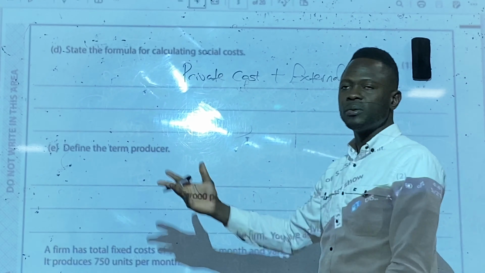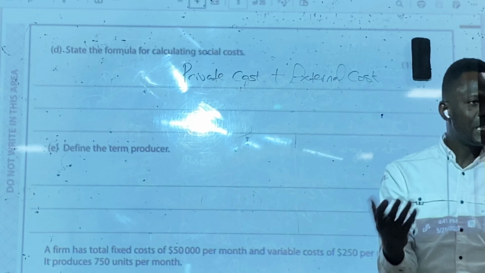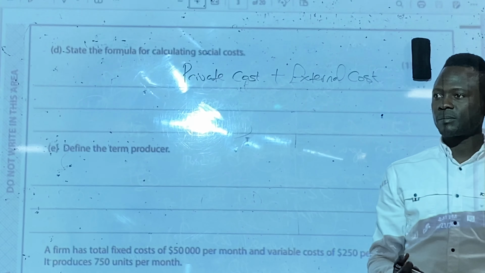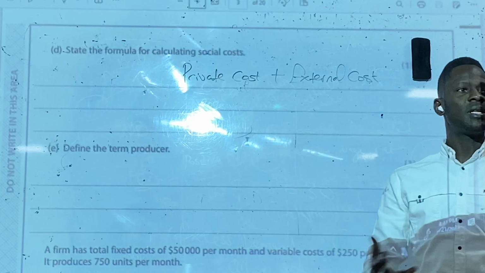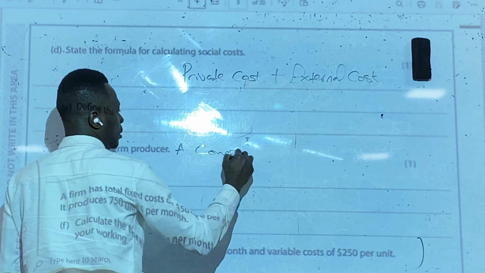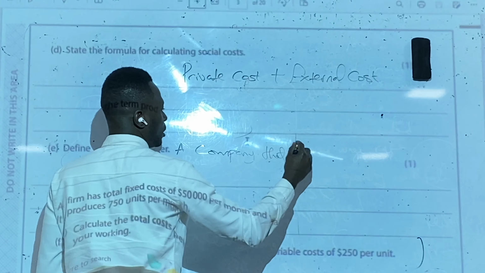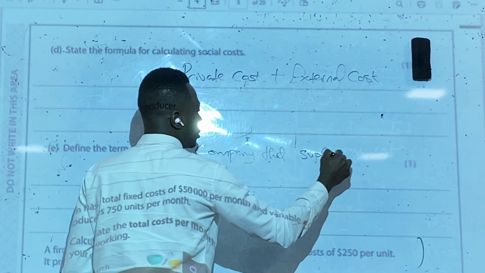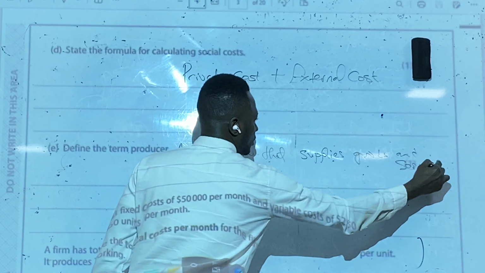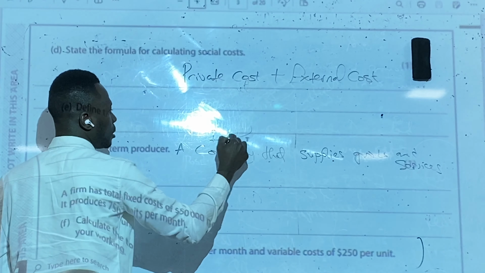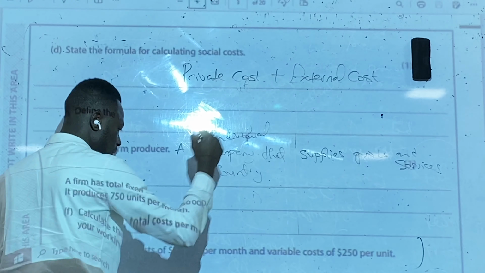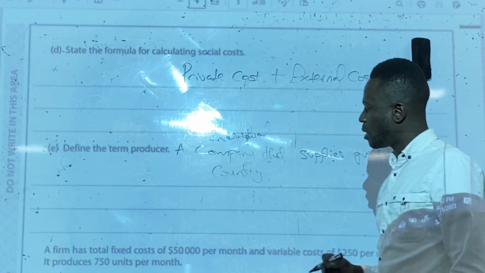He said define the term producer. What are the producers? Businesses, individuals, government that produces or supplies. A company that supplies goods and services. It could be a company, it could be an individual, it could be a country. Is it clear, please? Shall we move on?